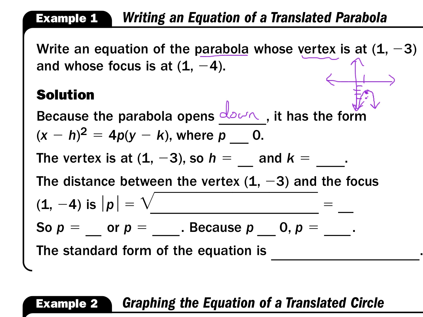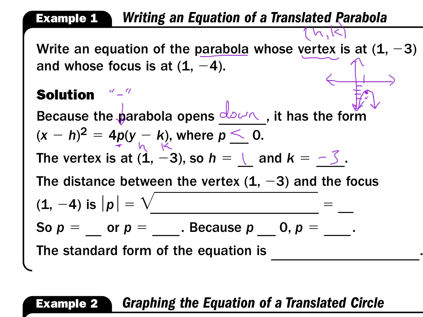where p is, well, is it less than 0 or is it greater than 0? Because it faces down and not up, it's less than 0. So that means that we know that p is going to be negative. Okay, p is definitely going to be negative. So we know that. The vertex is at 1, negative 3. Okay, and we said that our vertex always has the form h, k. So that means h is 1 and k is negative 3. So 1 and negative 3.